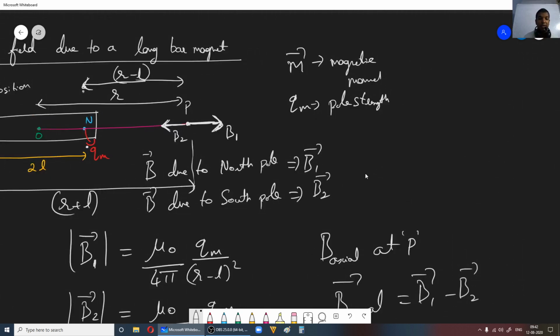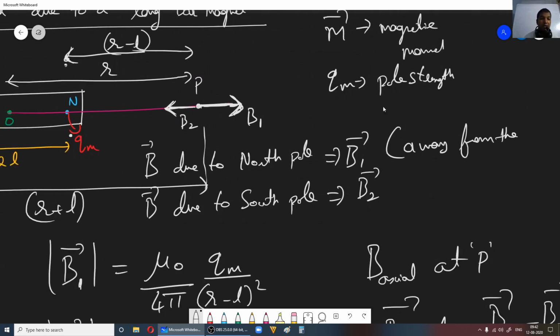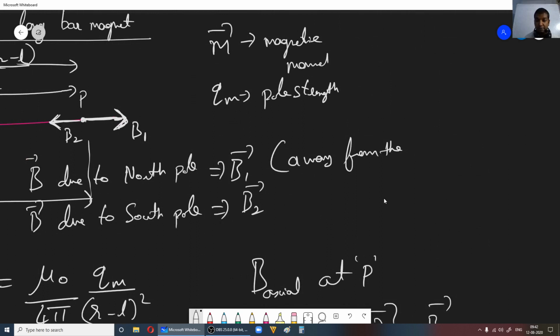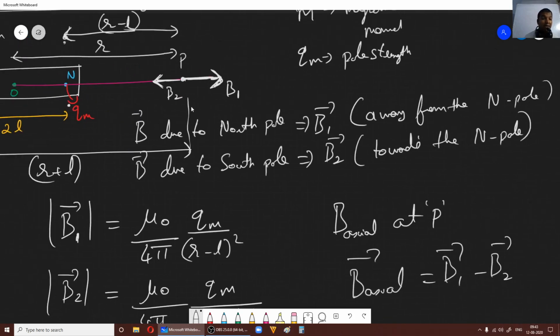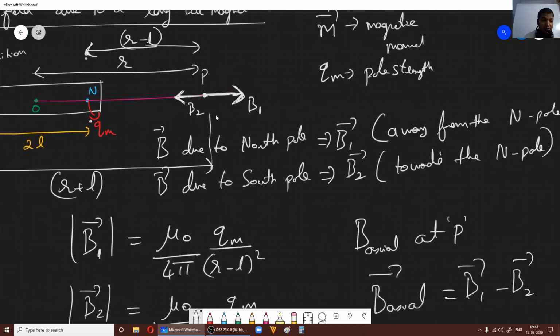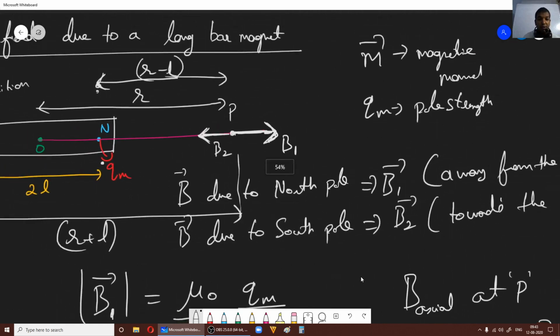So you can write it here also, B1 is away from the north pole, it is pointing away from the north pole. And B2 is towards the north pole. Okay, fine. So the information on direction has already been considered when I drew the arrows here. B1 is towards the right, B2 is towards the left. So consider that.